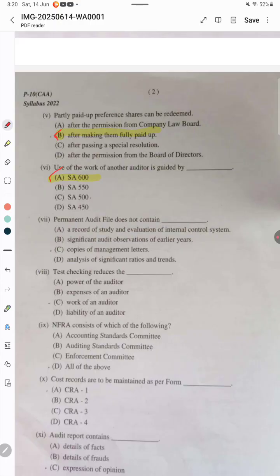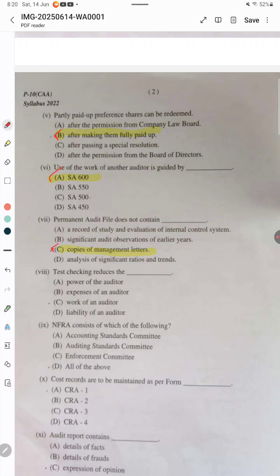And then, the permanent audit file does not contain which of the following: A. A record of study and evaluation of the internal control system. B. Significant audit observations of earlier years. C. Copies of management letters. D. Analysis of significant ratios and trends. Sometimes D may be the correct answer, analysis of the significant ratios. But as per your book, it is stated that copies of management letters, because the auditor need not file the copies of management letters. C is the correct answer. So the permanent audit file does not contain, as per your book, C, copies of management letters. Please make note of it.